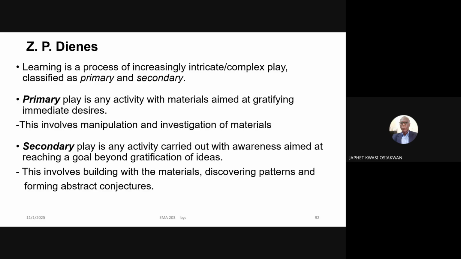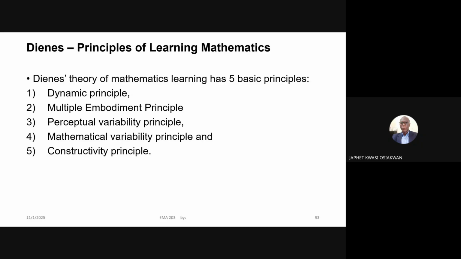They'll learn the mathematics. So this came up with some principles. Somebody mentioned 4, but I have brought 5 here. We have the dynamic principle, the multiple embodiment principle, the perceptual variability principle, the mathematical variability principle, and then the constructivity principle. So 5 principles. We want to see how we can use these 5 different principles in our teaching of mathematics according to Dienes.